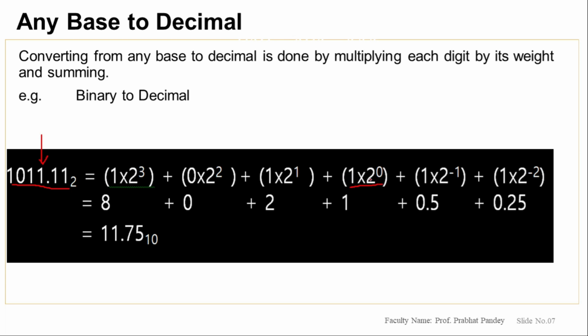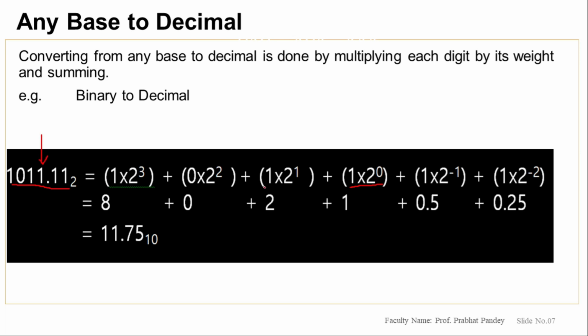If we have an octal number system, we have base 8, so we need to multiply by 8. Here we have binary, so we need to multiply by 2. The position of this bit is 0. So 1 into 2 to the power 0.